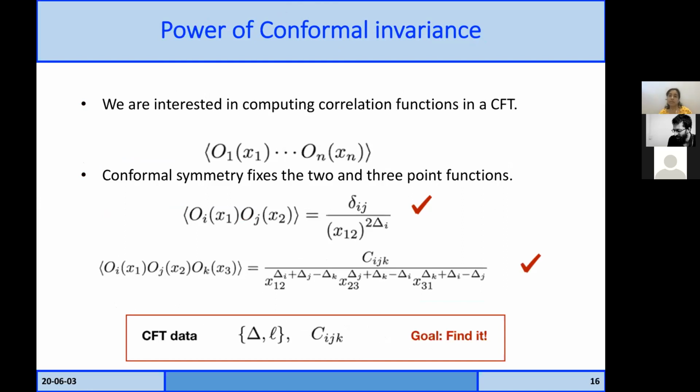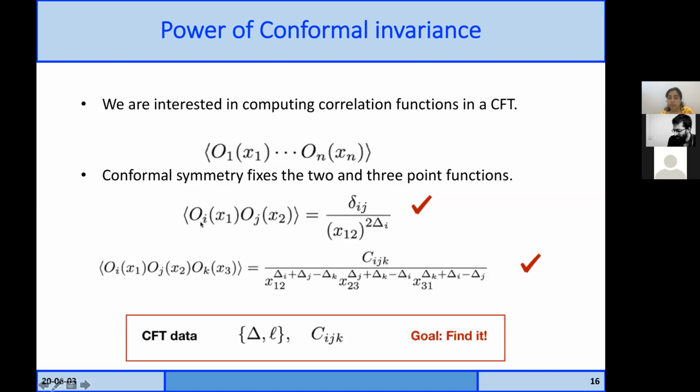Okay, so in conformal field theory, we are interested in computing correlation functions, and this is how a correlator looks. So we have operators at points x1, x2, and so on. So this is an n-point correlator of operators O. Now the power of conformal symmetry lies in the fact that it completely fixes the 2-point function and 3-point function.